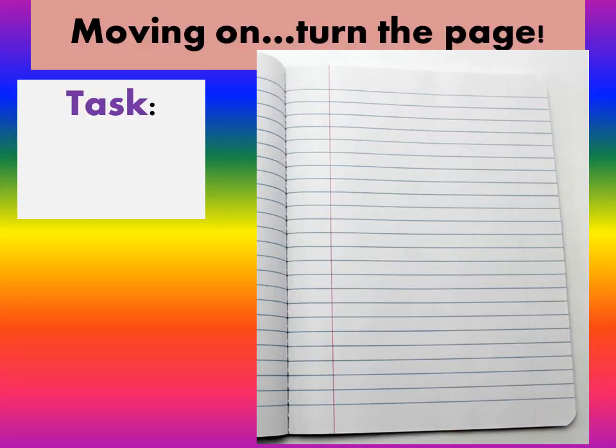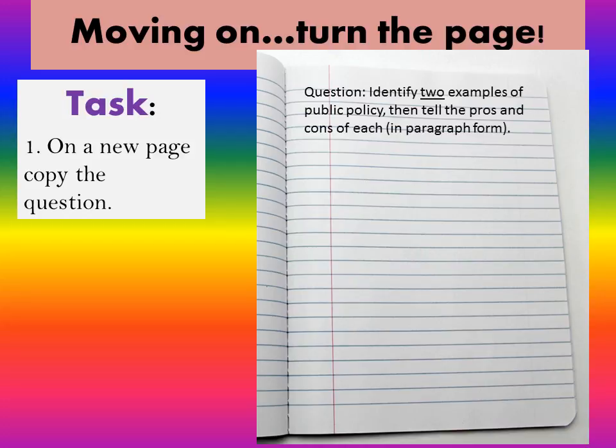Okay, now that you're done with the previous question and chart, you need to turn to a new page in your composition book. On that new page, you need to copy the following question. If you need to pause it and copy it, feel free. Here's the question: Identify 2 examples of public policy, then tell the pros and cons of each. You don't have to write in paragraph form unless you really want to, but make sure this is on your page before you continue on. If you need to pause and write, go ahead.